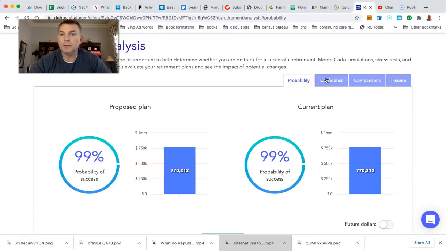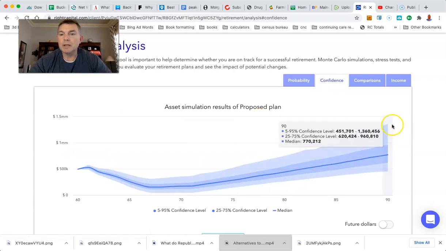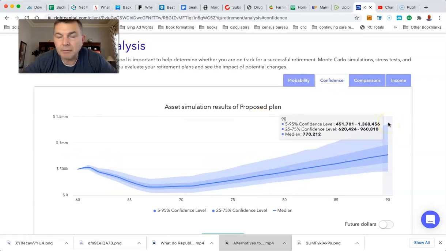If we go to confidence, you'll see what I'm talking about. Right here, the median is $770,000. That means 50% of the time there are more, 50% of the time there is less assets than 770. Between 5 and 95%, there's between 451 and 1.36 million. So there's a wide range there. The median is just a number. It says 50% of the time you had more than this, 50% of the time you had less.